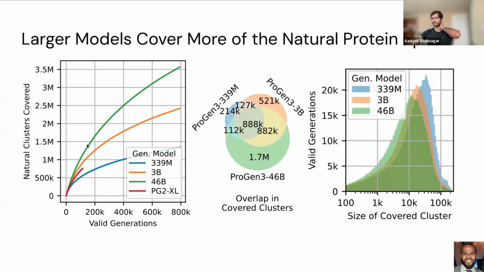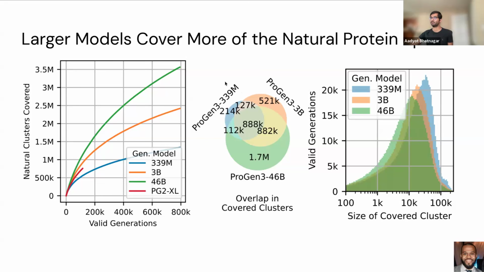And basically here we plot, based on how many proteins you generate, how much of these natural clusters do you end up covering? And we find that as you scale up the ProGen3 models, you cover more and more of these naturally occurring clusters. And even amongst its natural generations, you'll see that ProGen2 XL generates less diversity than the smaller ProGen3 3 billion parameter model, while also being a lot less efficient.